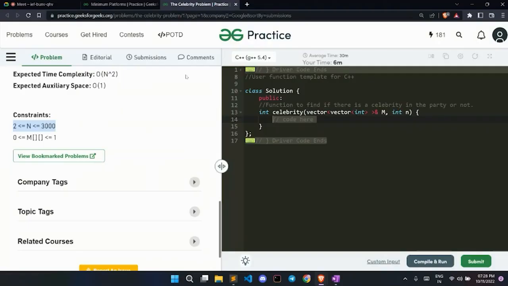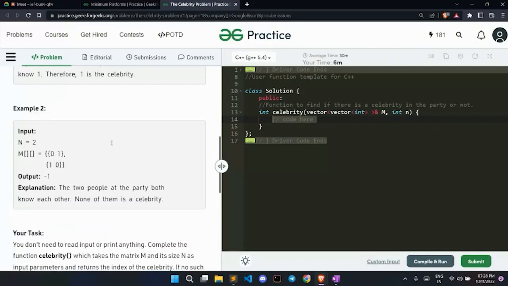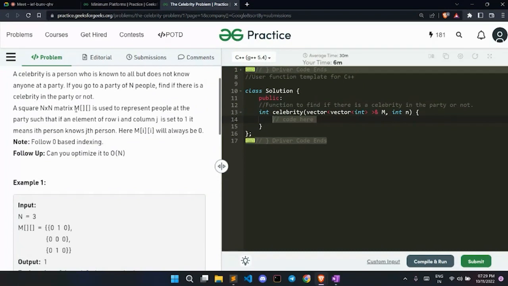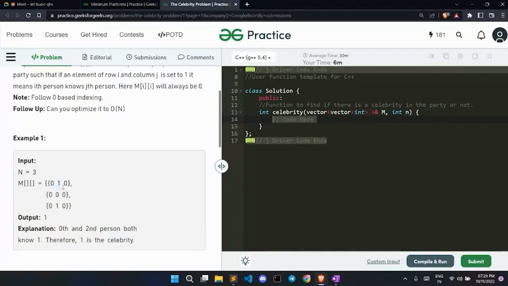So let's start with the brute force solution. Okay. So for brute force, the question is quite simple. We just need to find a person who is known by all, but who doesn't know anyone at the party. And how are we going to get the information? So it will be an n cross n matrix where n is the number of people, and if the value is 1, that means the ith person knows the jth person.